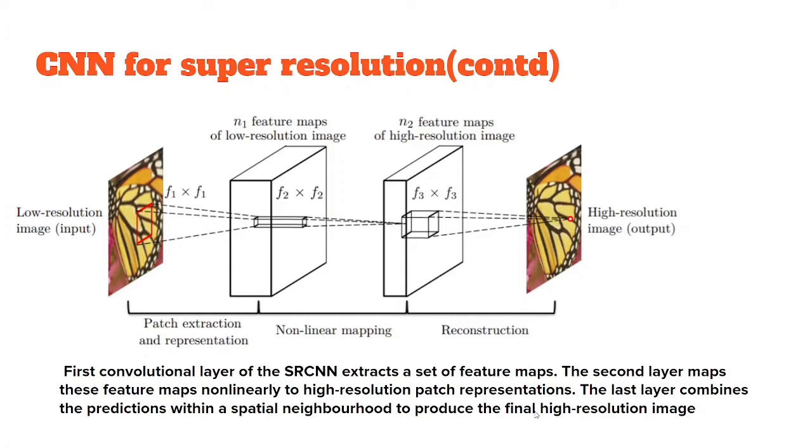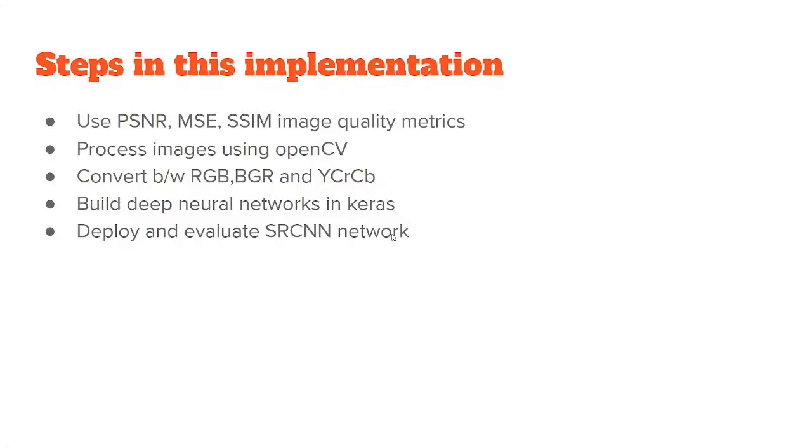Now let's move to the implementation part. I have implemented this in a Jupyter notebook. In this I have considered three image quality metrics: PSNR, which is peak signal to noise ratio, MSE, mean square error, and SSIM, the structural similarity index. The structural similarity index shows the accuracy of the reconstructed image compared to the original image, and it ranges between 0 and 1.